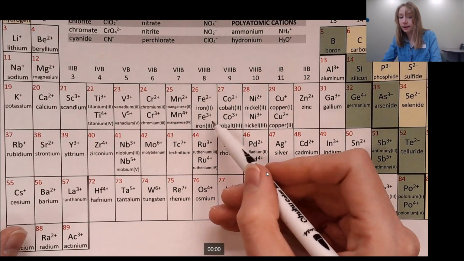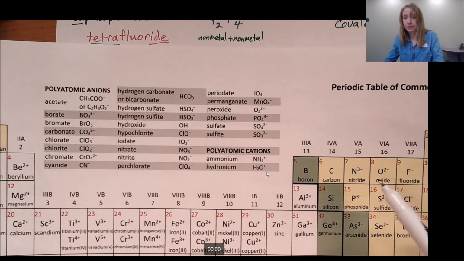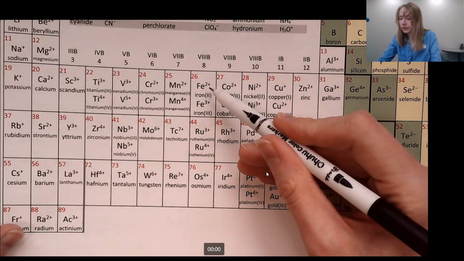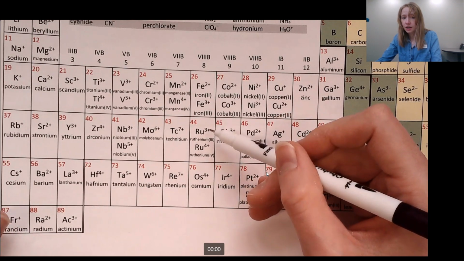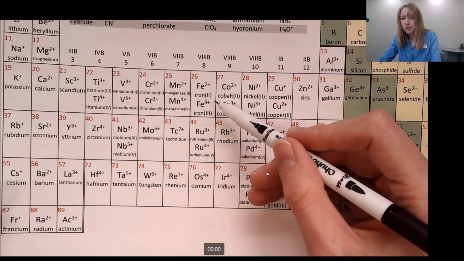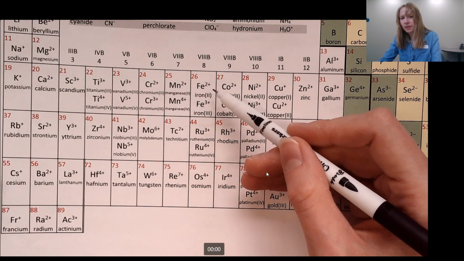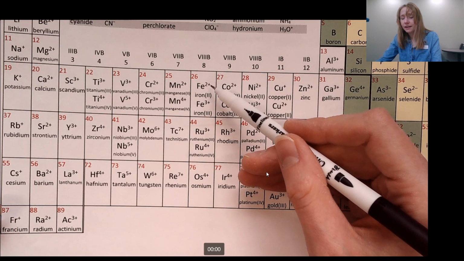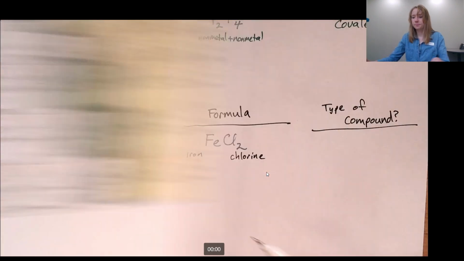Iron is a metal, it's a transition metal located here. And we can see from this table of common ions that it can form either a 2 plus or a 3 plus charge. So that means we are going to need to include the Roman numerals with the charge in the name. And also we're going to have to figure out whether this ion is in the 2 plus form or the 3 plus form.